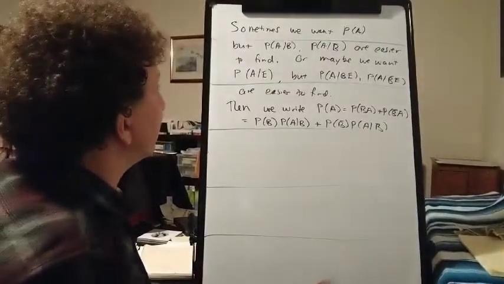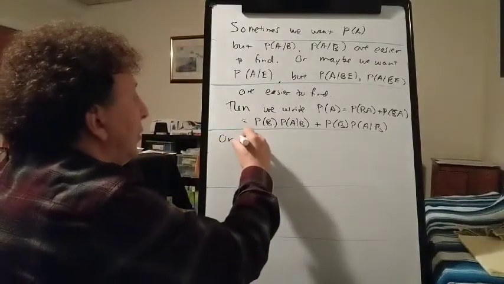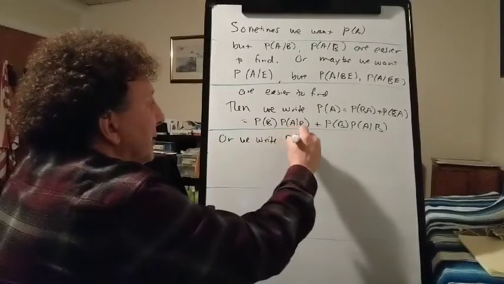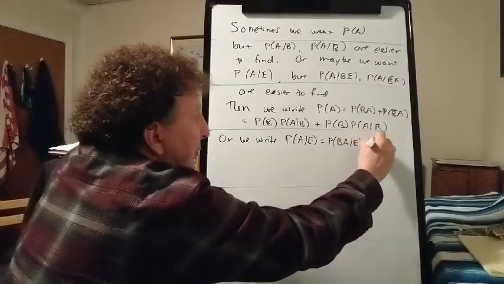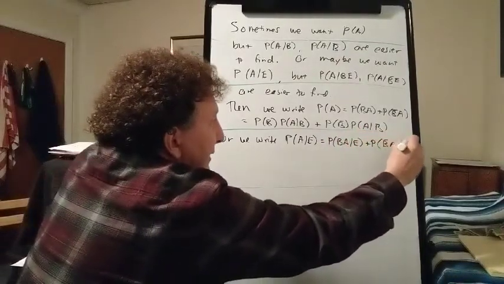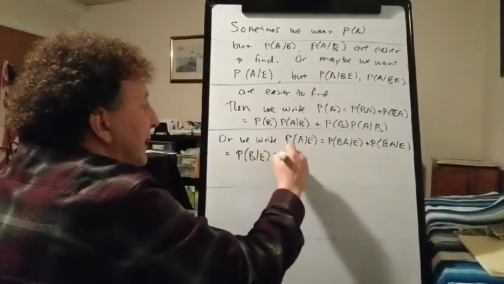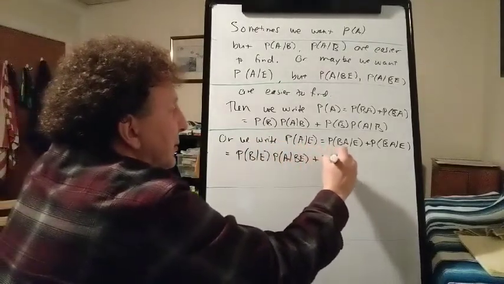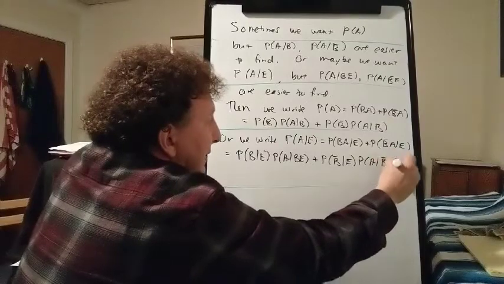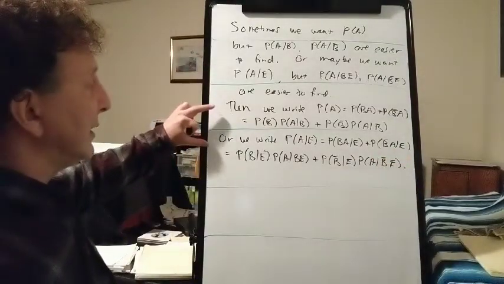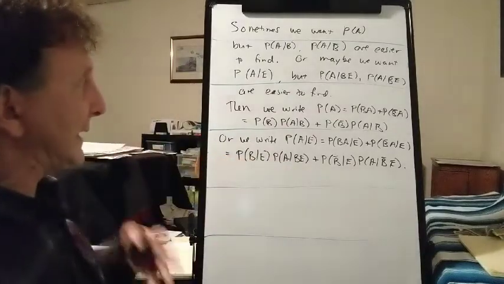Or in the conditional case, if we want probability of A given E, we write probability of A given E equals probability of BA given E plus probability of not BA given E. And then this equation becomes probability of B given E, probability A given B and E, plus probability of not B given E times probability of A given not B and E. So writing either of these equations that introduces the conditional probabilities is called conditioning on B.